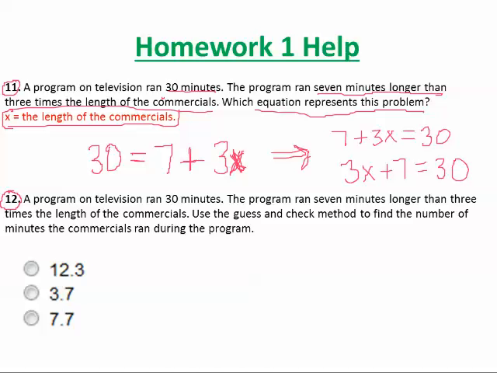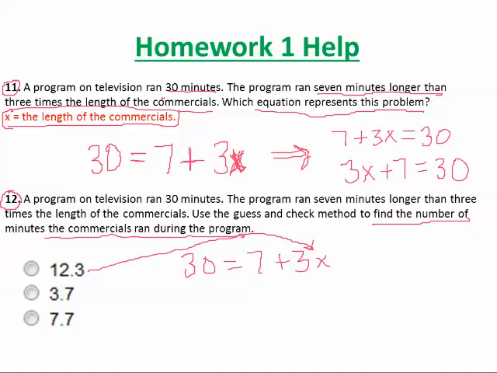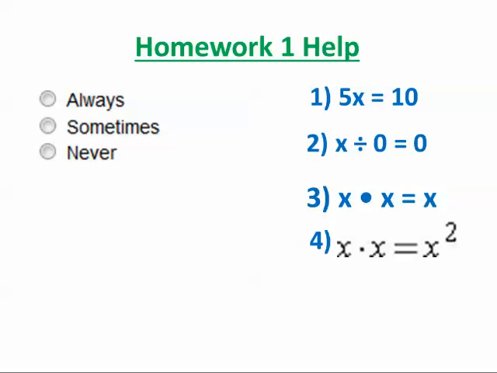In the second question, it gives you the same information, but this time it asks you to use the guess and check method to find the number of minutes the commercial actually ran. In other words, they're asking you to look at this equation and see if you can guess and check to find out what fits in for x. I'm not going to do it for you. I recommend you use your calculator, plug in 12.3, see if you get 30. Plug in 3.7, plug in 7.7. That's guessing and checking. You're trying to make the equation come out equal. And I'm going to leave that to you and your calculator.